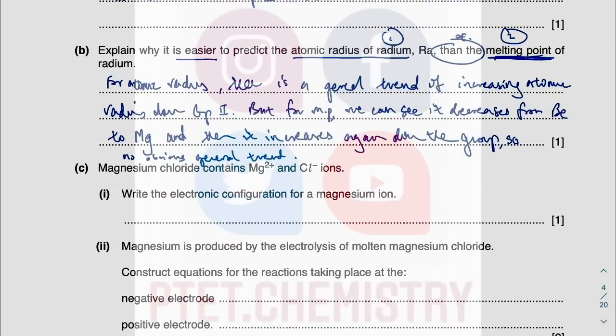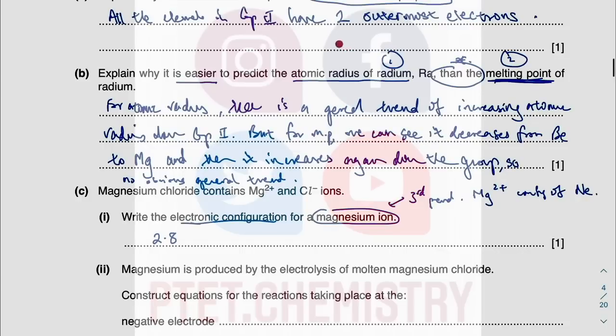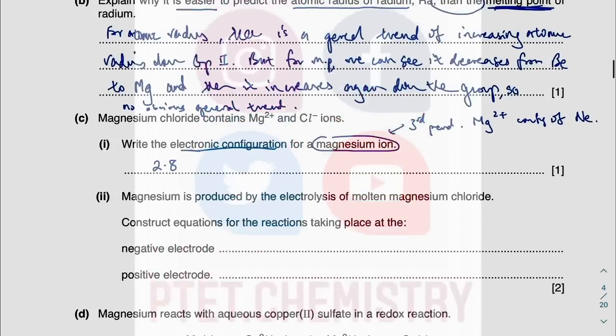Magnesium ion, you want the electronic configuration. Magnesium is in the 3rd period. When you form the ion, it's going to be Mg2+, with the configuration of neon. Neon has only 8 electrons in its outer shell, so it's just 2 8. We're talking about the ion Mg2+, because group 2 metals like to lose their 2 outermost electrons and become the noble gas configuration. In the case of Mg2+, there will be the neon configuration, which is 10 electrons altogether, so it's just 2 8.